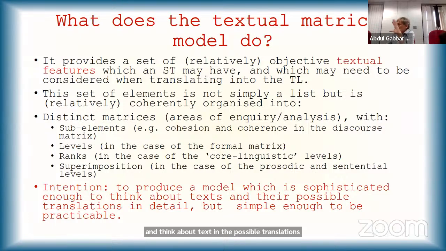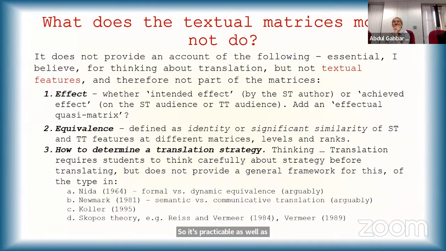So if you showed this to any linguist, they'd say, look, linguistics isn't as simple as this. You showed it to a genre specialist, they'd say, look, genre isn't as simple as this. And I think that's true, but it's an attempt to say, how can we think about translation in a way which makes sense, but also doesn't require 20 hours for every feature we look at. So it's practicable as well as being relatively coherent. That's the intent. Okay, so what did it not do?